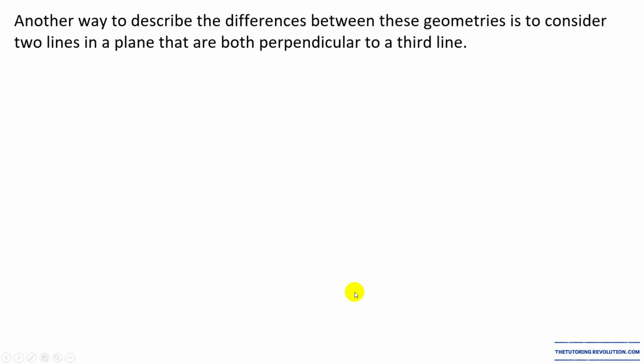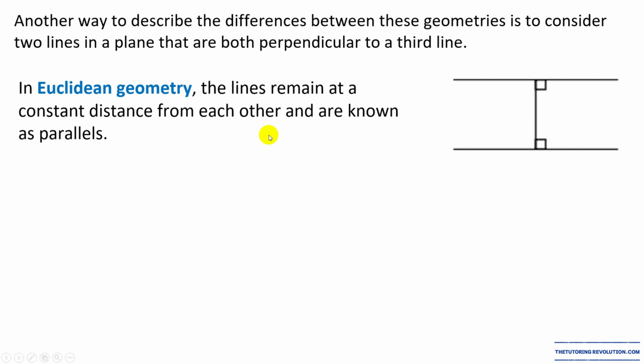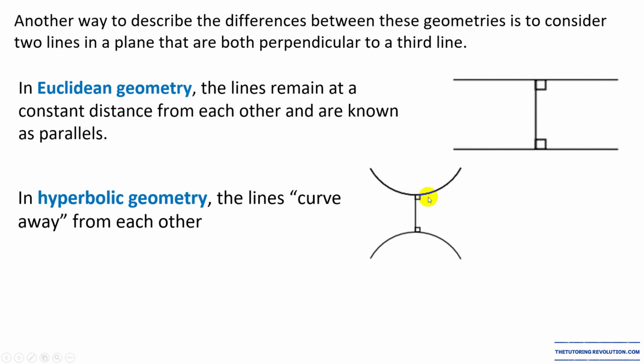Another way to describe the differences between these geometries is to consider two lines in a plane that are both perpendicular to a third line. So in Euclidean geometry, when you have two lines and there is a third line that is perpendicular to both of them, we know that these two lines are called parallel lines. Okay, they are parallel to each other. But in hyperbolic geometry, the lines curve like this, away from each other. Therefore, in this geometry, these two curves, which they call lines, are going to be parallel to each other.